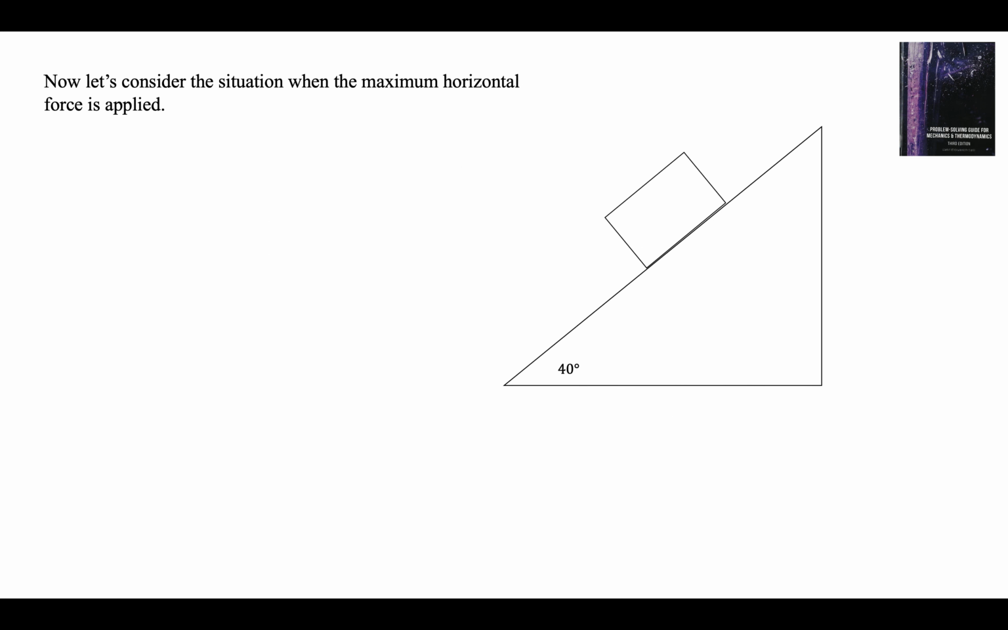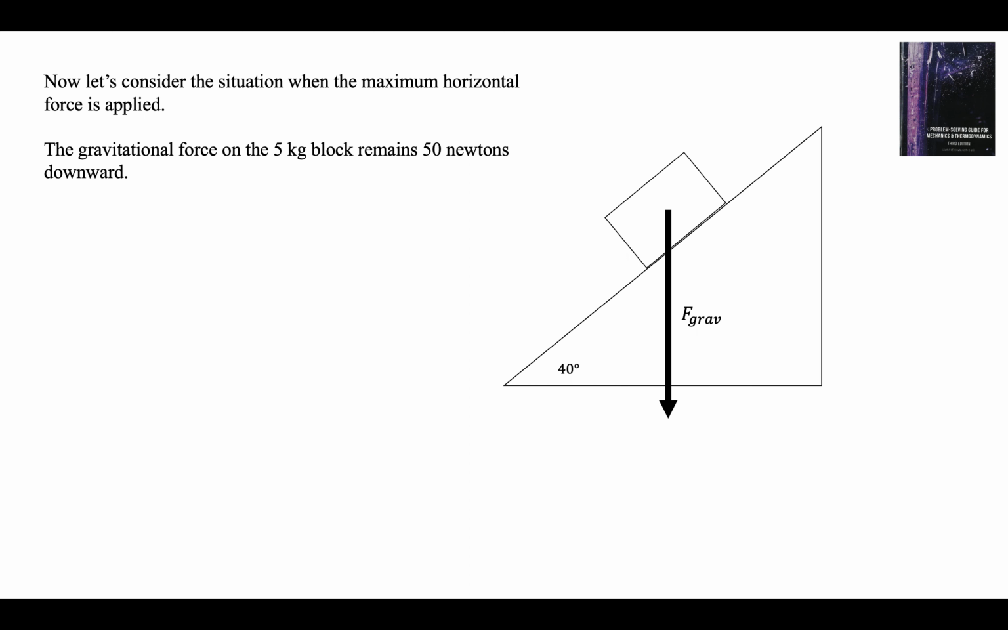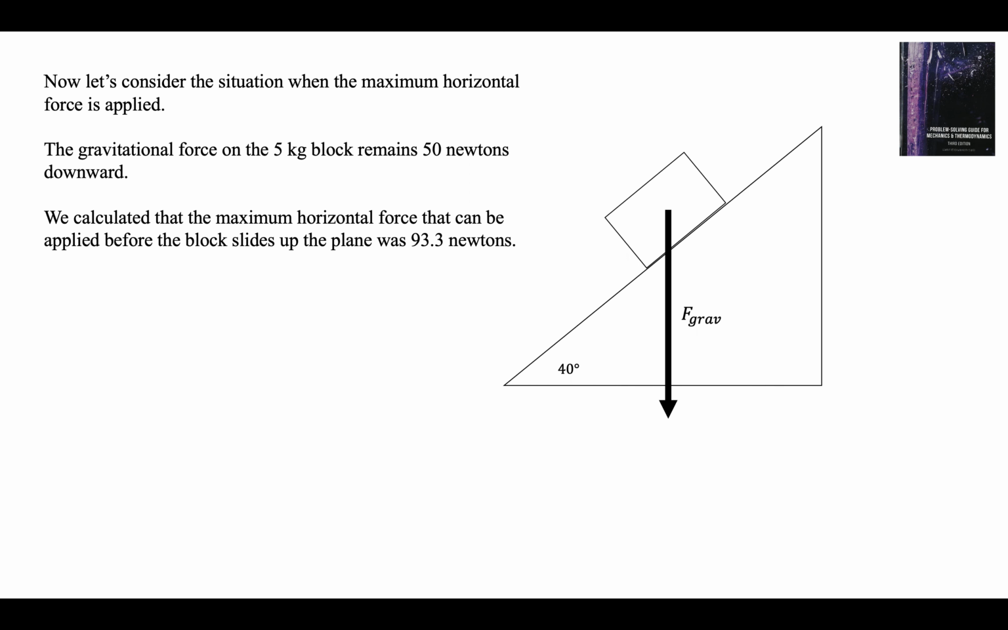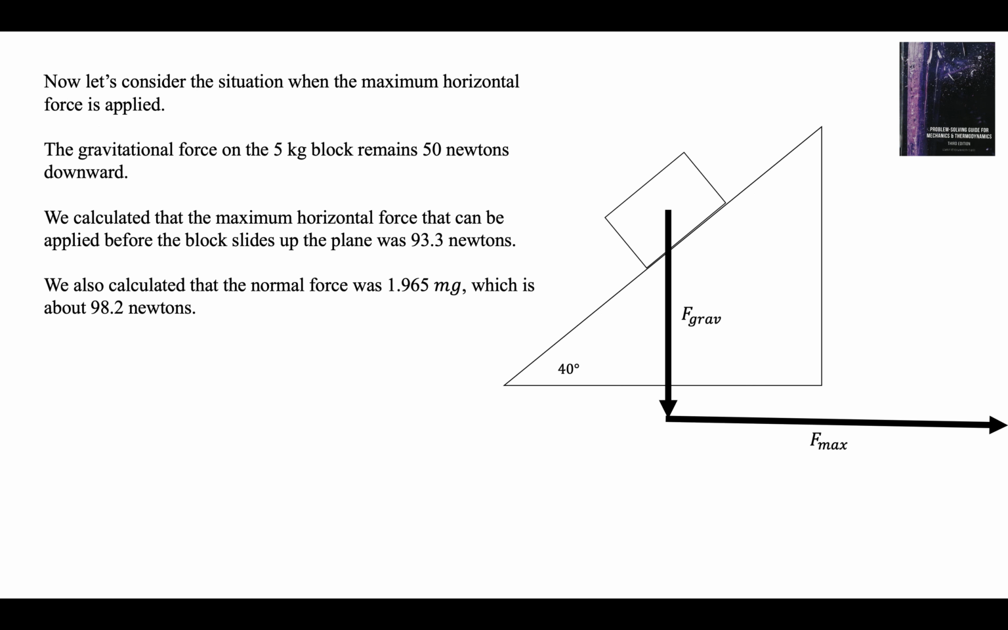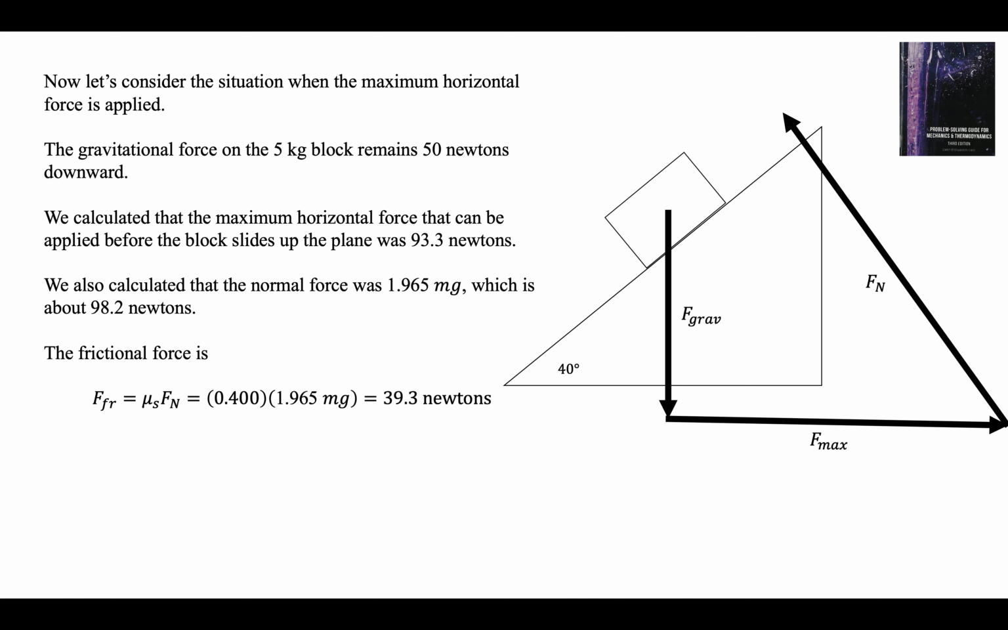Now let's do maximum. It's going to be hard to get these on the diagram. They're a lot bigger. The gravitational force is the same, 50 newtons downward. But now we have this F max horizontally, which is 93.3. Much bigger than gravity. The normal force is almost twice. It's even bigger than that, 98.2, almost twice the mass. There it is. Frictional force, mu static N, F sub N, 39.3 newtons, and it's down the plane. Back to the beginning. Again, the result is consistent with the sum of the forces equal to 0.